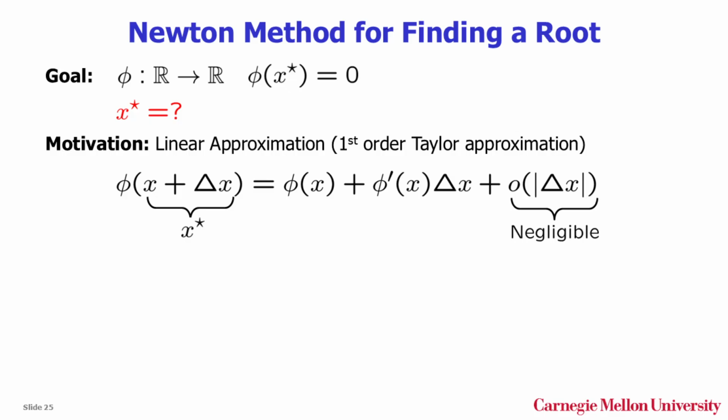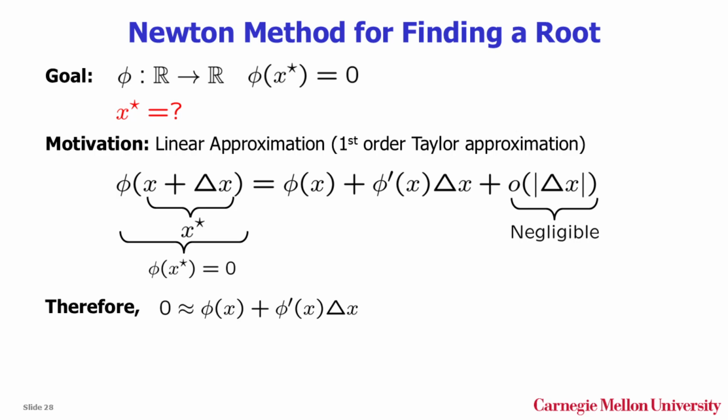The remaining higher order term in the Taylor expansion is small and will be ignored. Since x star is the root, we have phi of x star equals 0. Therefore, we obtain phi of x plus the derivative of phi of x times delta x is approximately 0. Solving this equation for delta x, we get that delta x equals minus phi of x divided by the derivative of phi at x. Now let's use this update iteratively.